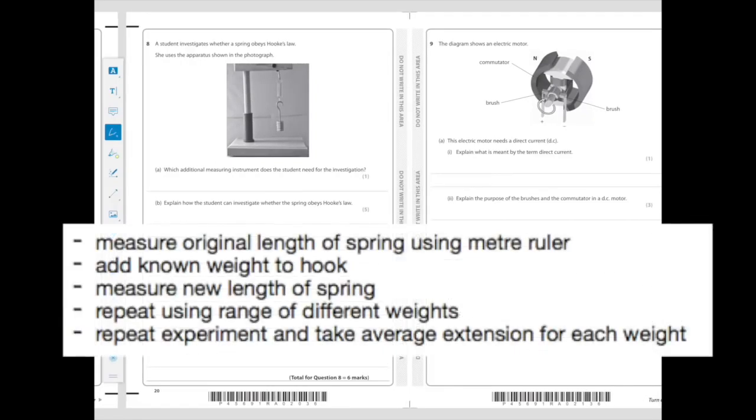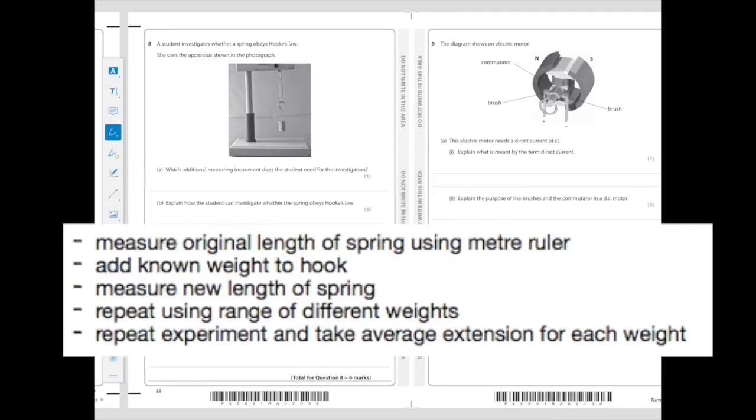So first of all, you want to measure the original length of the spring using that meter ruler, and then we're going to add a known weight to that hook and measure the new length of the spring. And then we just repeat the process using a range of different weights. So we could go up to 20 newtons, 30 newtons, 40 newtons, or we could repeat at each weight, because remember, repeating, calculating an average is really important, and that's worth a mark for just pointing out that particular experimental detail.